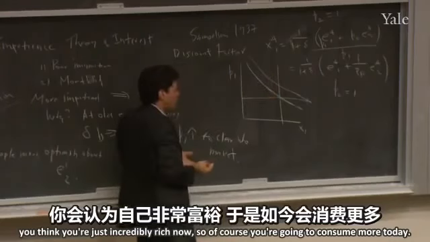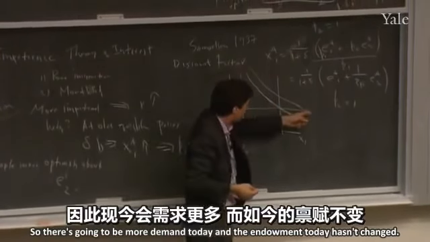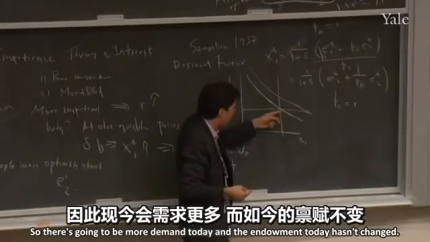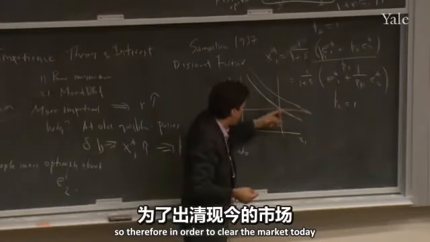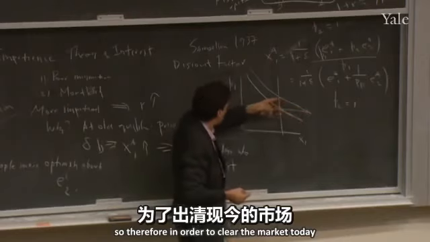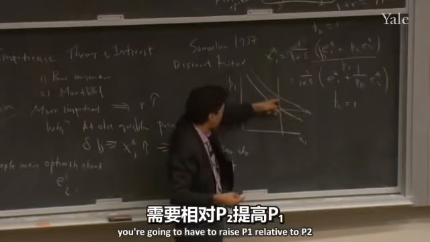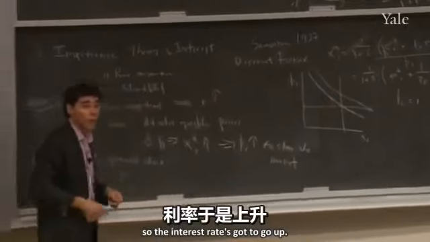So of course you're going to consume more today. So there's going to be more demand today, and the endowment today hasn't changed. So there's going to be more demand today with the same endowment today. Therefore, in order to clear the market today, you're going to have to raise P1 relative to P2. So the interest rate's got to go up.